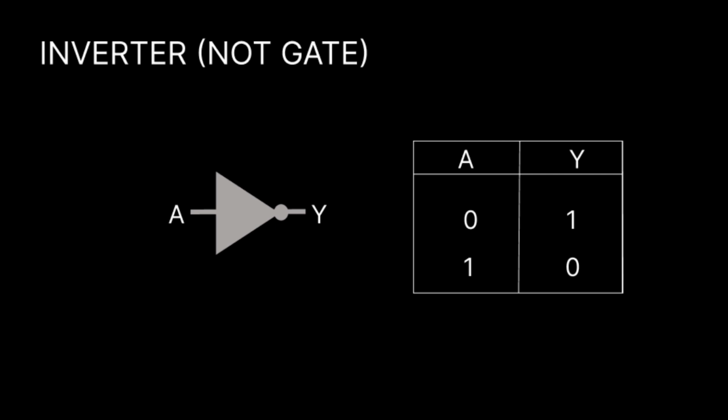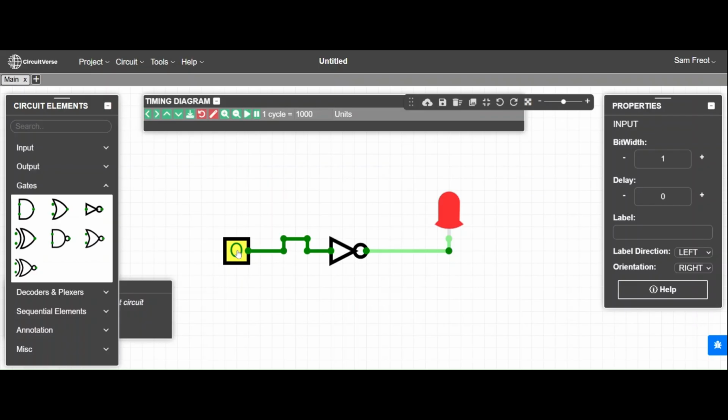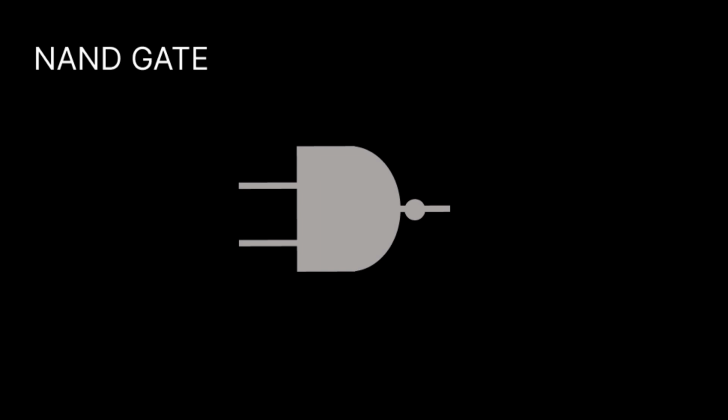Also note that the inverter has a small circle or bubble at the end. It's usually used in digital circuits to show that there is an inversion. We'll see more of that as we continue along in the series. We can also try this in the online simulator, and we see the same effect. When the input is 0, the output is 1, so the LED lights. When the input is 1, then the output is 0. The LED goes off.